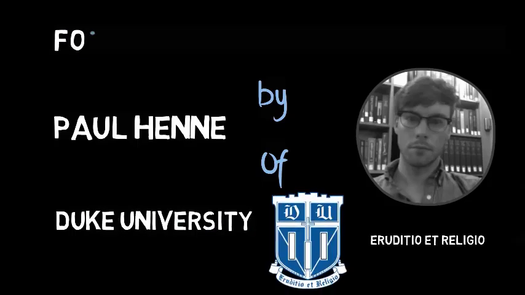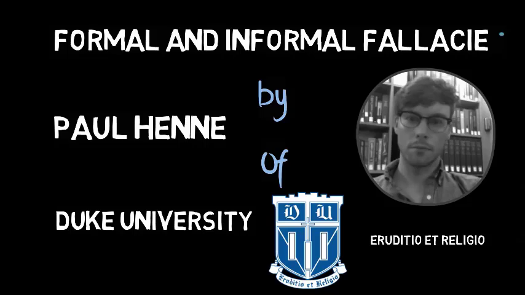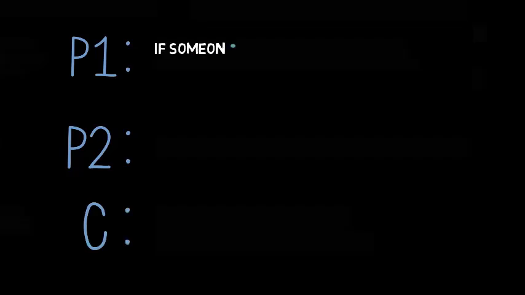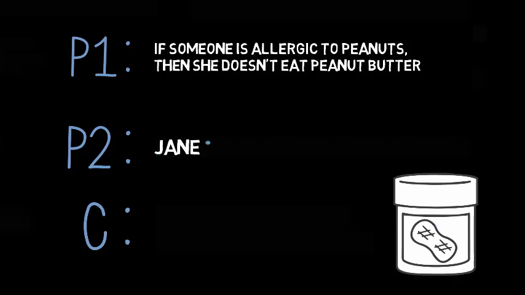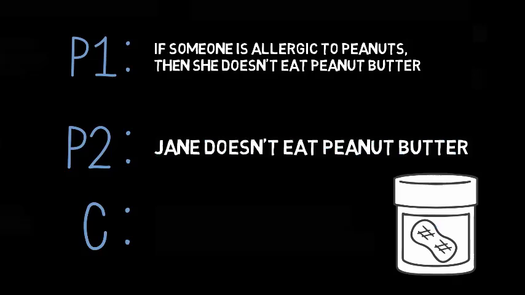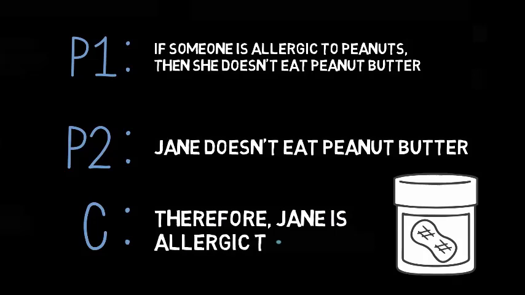And in this video, I'm going to introduce you to formal and informal fallacies. First, consider the following arguments. Premise 1. If someone is allergic to peanuts, then she doesn't eat peanut butter. Premise 2. Jane doesn't eat peanut butter. Conclusion. Therefore, Jane is allergic to peanuts.